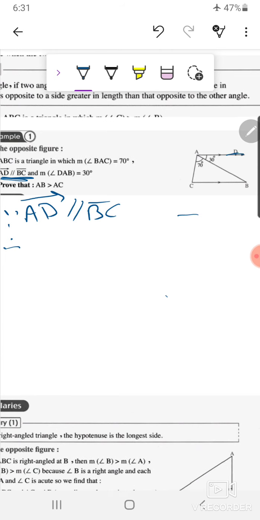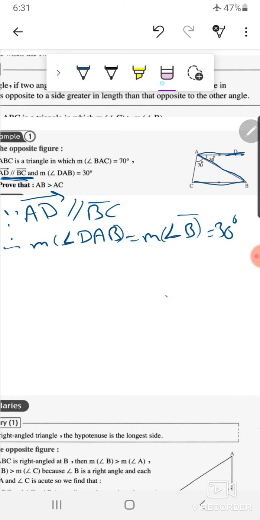Did you see this part? Letter Z. So, measure angle DAB equals measure angle B, of course, equals 30. So in this part, I write this part equals 30. Understand till now? Okay. In this triangle, which is called ABC, can I get measure angle C?